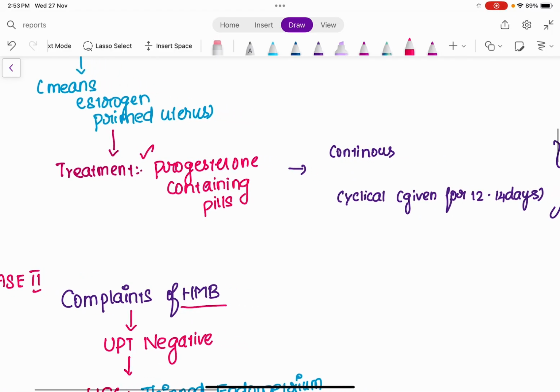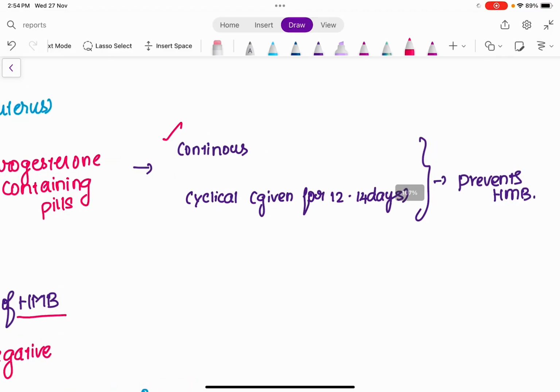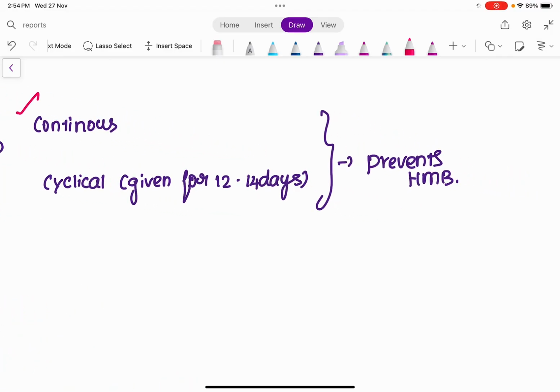If you are going to give progesterone containing pills, you can give them either in a continuous fashion, asking the female to take them continuously, or in a cyclical fashion, asking the female to take them only for 12 to 14 days and then repeat in the next cycle. Either way, both are going to prevent the heavy menstrual bleeding, right? If you give in a cyclical manner, it is going to result in regularization of the menstrual cycle, and the bleeding will also subside.